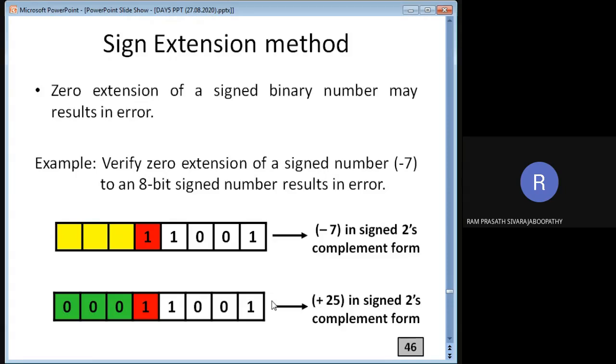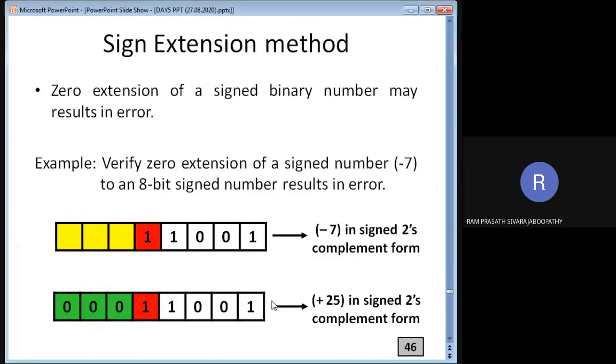-7. If we extend simply the value with 0 before the number, என்ன ஆகுது பாருங்க? The number is changed to +25. So -7 இருந்த வேல்யூ +25 னு சேஞ்ச் ஆயிடுச்சு. This is the error we get in this sign extension, sorry, in this example.